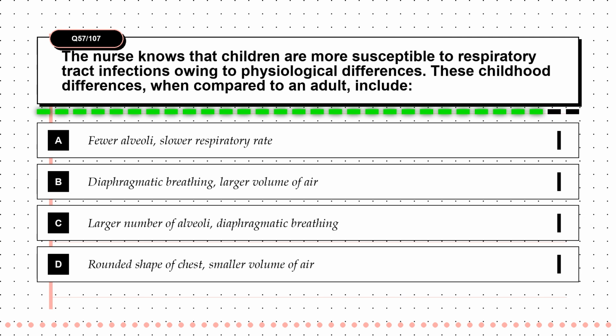Question 57. The nurse knows that children are more susceptible to respiratory tract infections owing to physiological differences. These childhood differences, when compared to an adult, include. Here are the options. Option A. Fewer alveoli, slower respiratory rate. Option B. Diaphragmatic breathing, larger volume of air. Option C. Larger number of alveoli, diaphragmatic breathing. Option D. Rounded shape of chest, smaller volume of air.